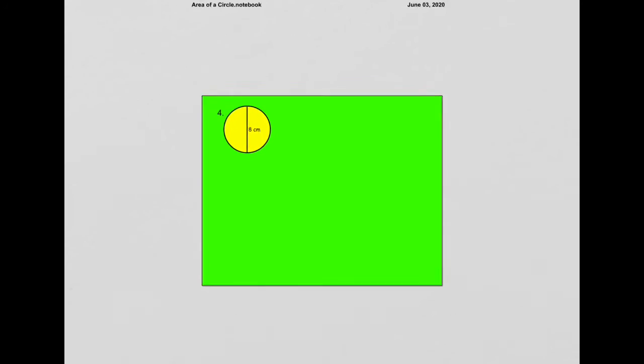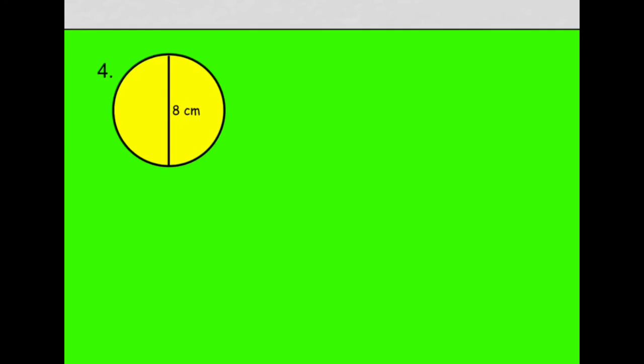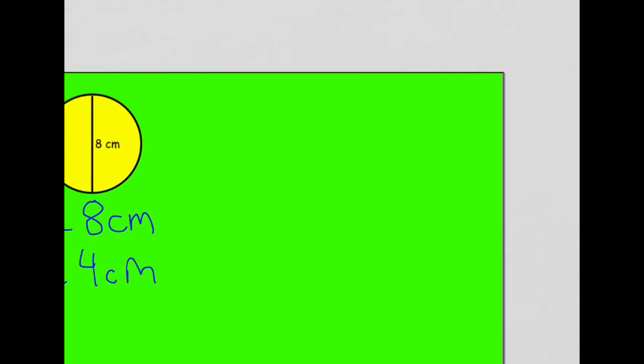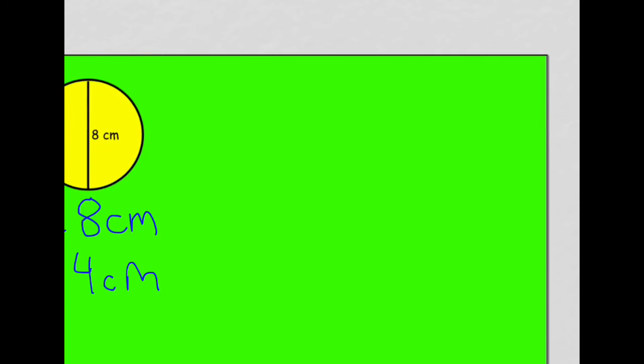Okay, last question. Number 4. We've got a circle that has a diameter of 8 centimeters, right? Because the diameter goes all the way through. So we know diameter of this circle is 8 centimeters. The radius has to be half of that, so the radius of the circle will be 4 centimeters. Okay, same thing as before. Let's do an estimate of the area of this circle.